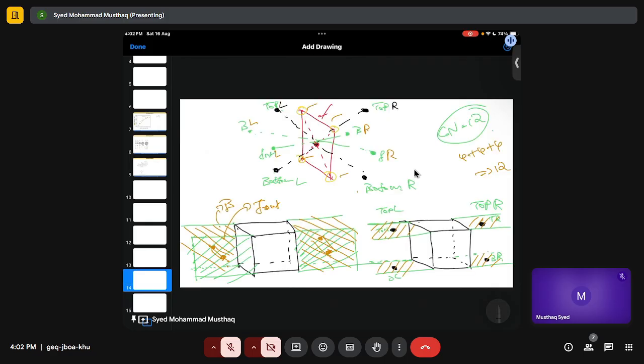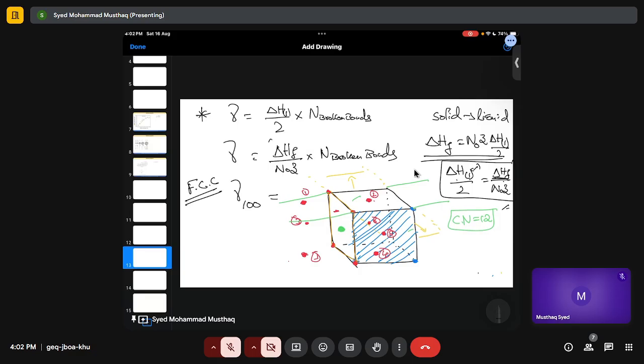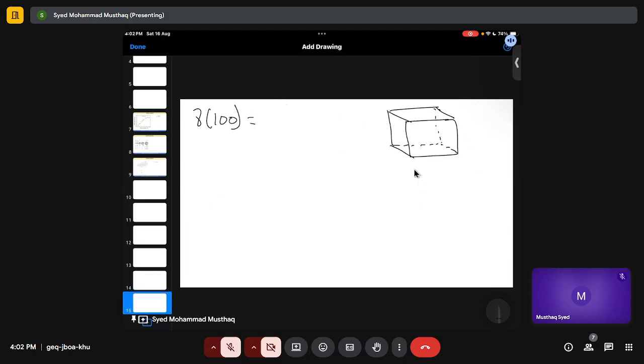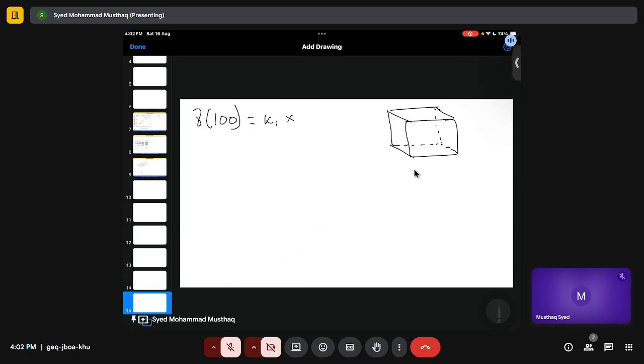Please put these things in the back of your mind now. So for 100, this thing will be a constant because it will not change; only the coordination number will change. For FCC, this also will remain constant. Z is 12 for every FCC. So let's take that as K1, constant 1, times the number of broken bonds.